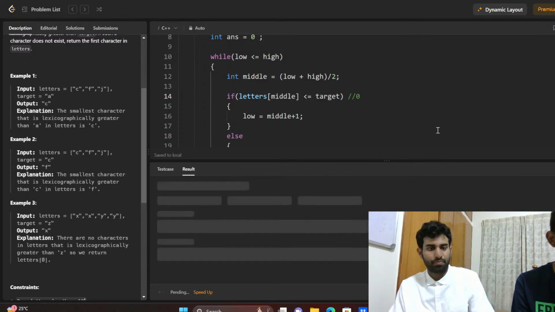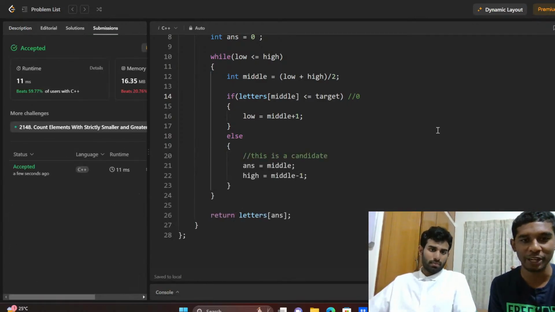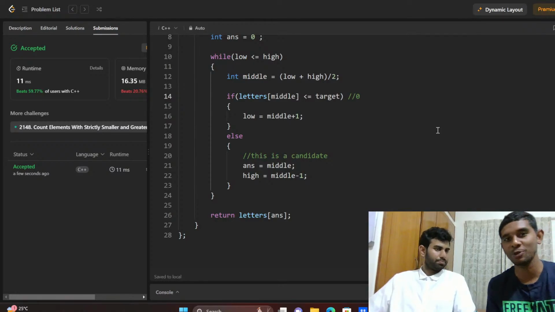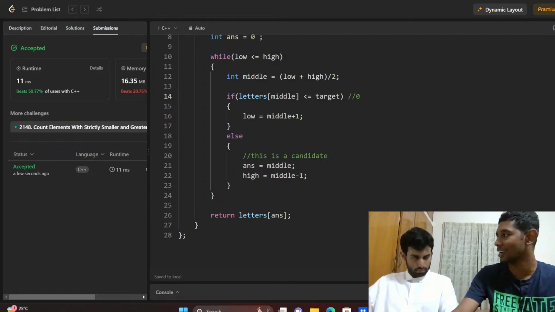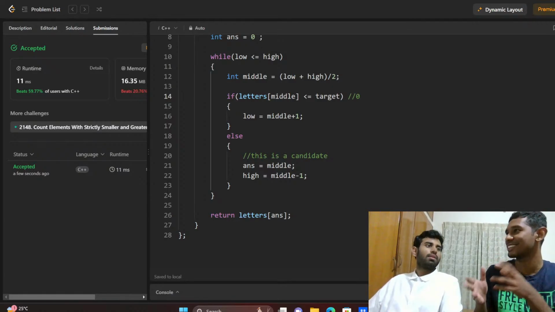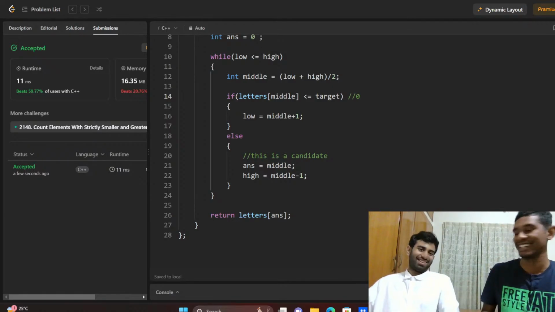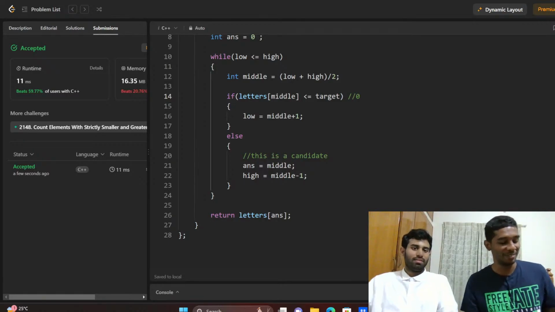Yeah, it's waiting for it. Perfect. So that was the solution to the smallest character greater than target problem. That was quite a word jumble.